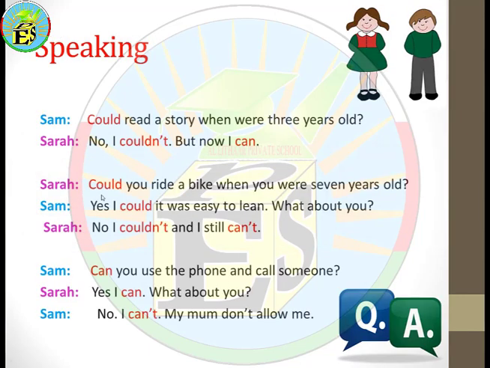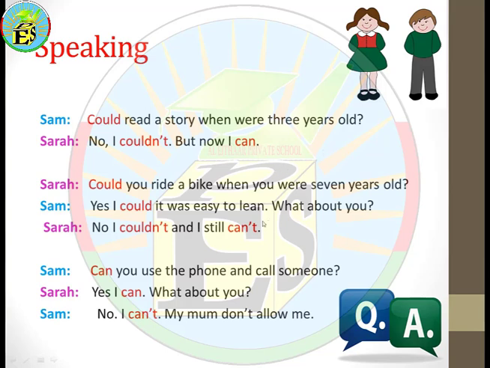So for example, here we have a boy and a girl, Sam and Sarah, and we will have a dialogue between them. Look at the words in red color. Could you read a story when you were 3 years old? Sam is asking Sarah, and she says, "No, I couldn't, but now I can." Could. He's asking her in the past when she was 3 years old. So she couldn't do that when she was 3 years old, but now she can do it. Now means in the present.